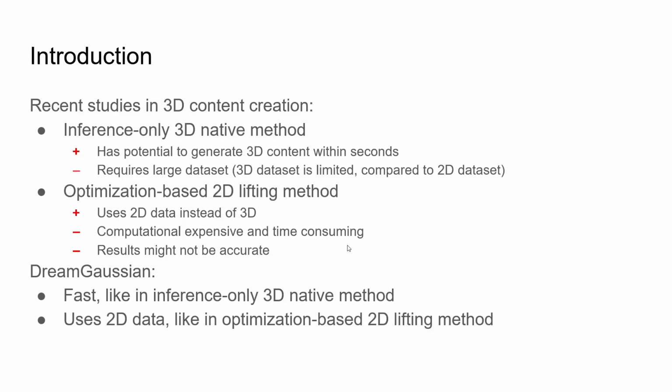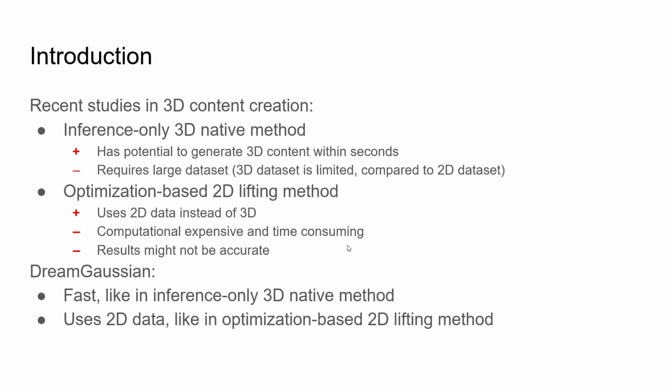Recent studies in 3D content creation have pursued two fundamentally different paradigms. One is inference-only 3D native methods that directly create 3D structures from scratch. This method has the potential to achieve significantly fast generation, maybe within seconds. However, it requires a large dataset to train, which can be a challenge due to the limited availability of 3D datasets.